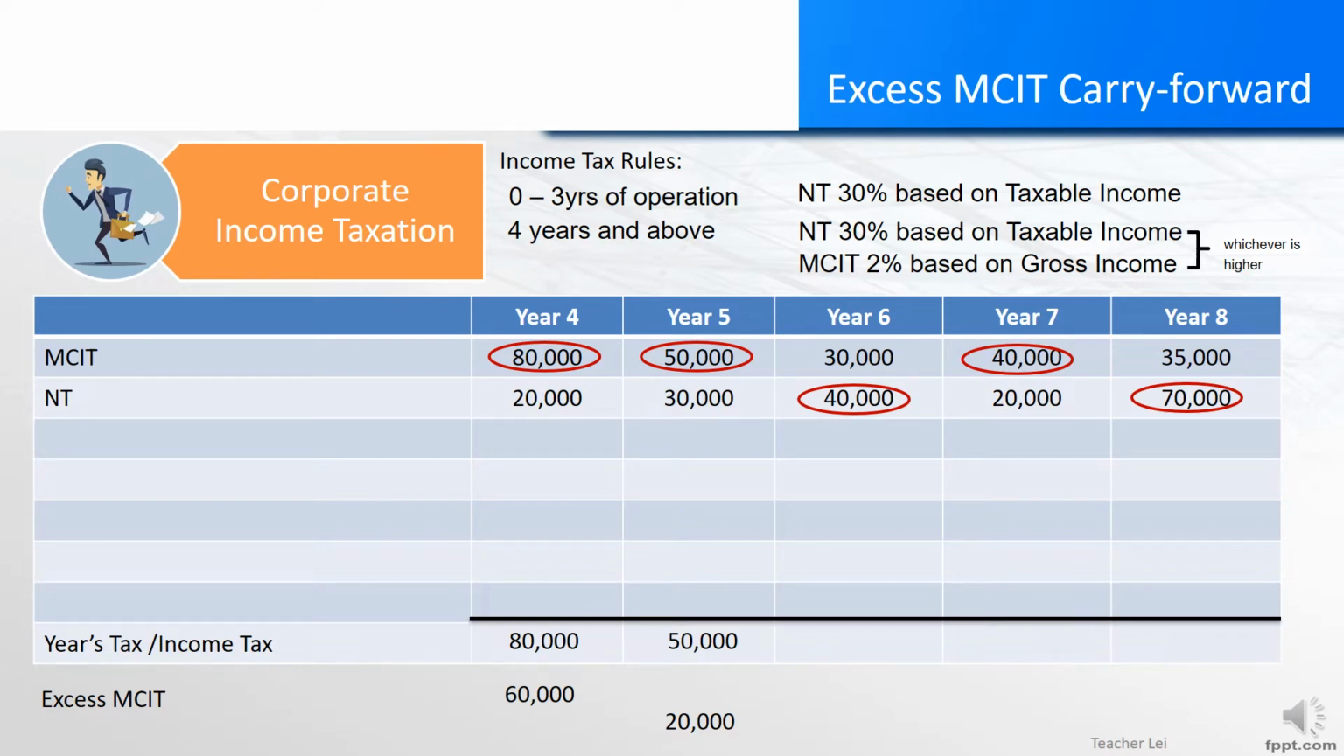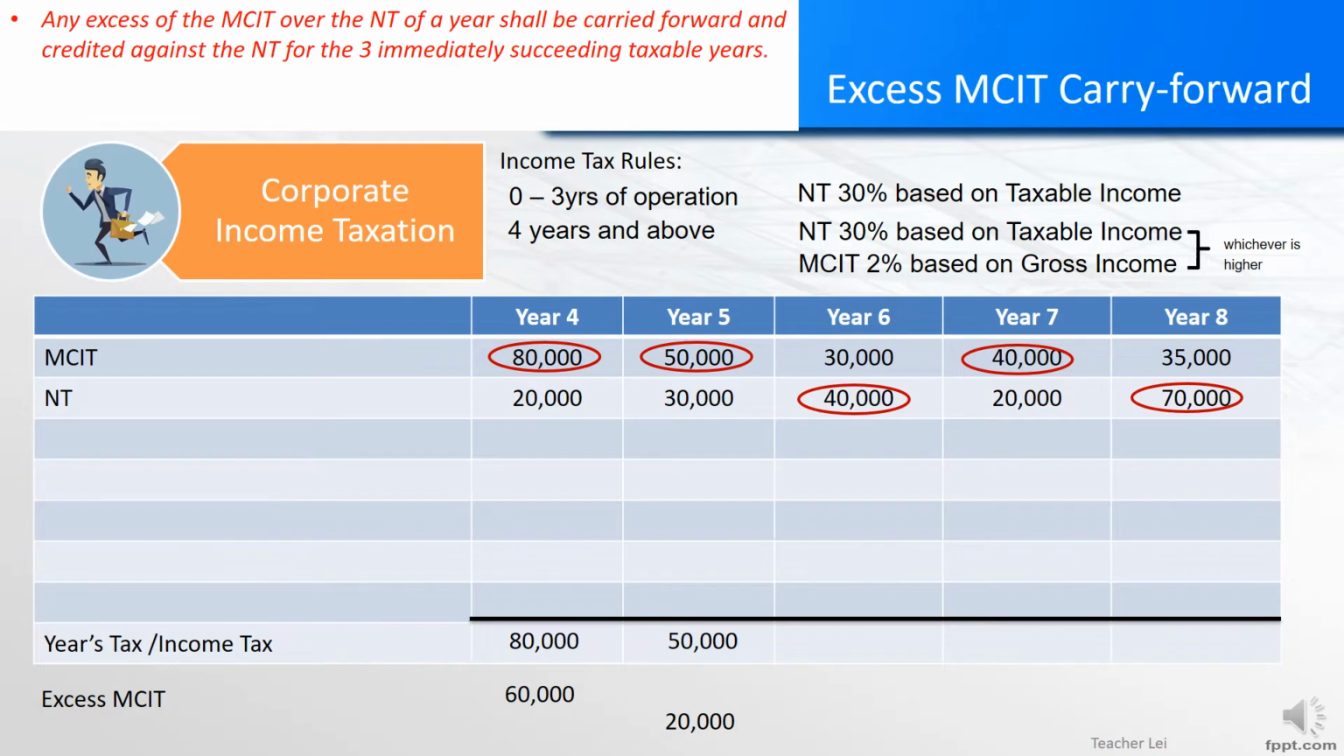This excess MCIT over the normal tax can be carried forward and credited against the normal tax for the 3 immediately succeeding taxable years. Thus, the excess MCIT for year 4 can be used until year 7, and the excess MCIT in year 5 can be used until year 8.